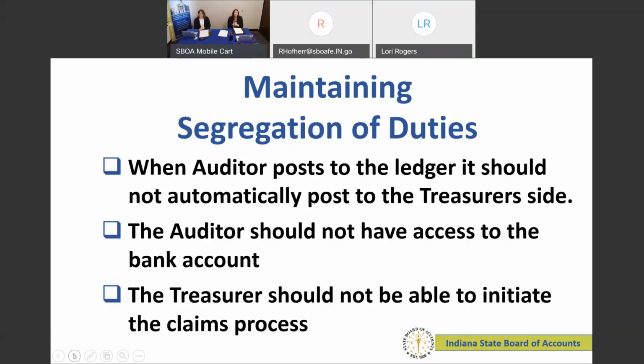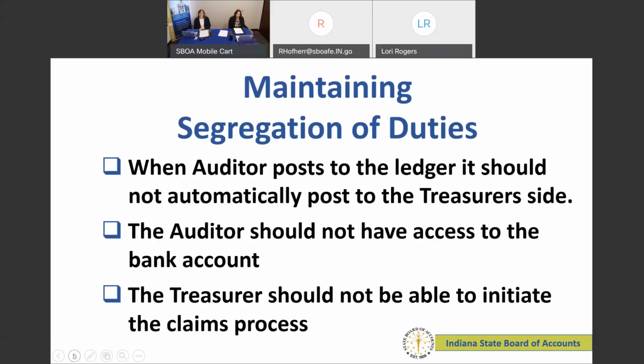Okay? And other things that are here is, the auditor should not have access to the bank account. The treasurer is the investing officer, the custodian of the cash. That is their role. The auditor is the official fiscal officer, keeps the official record of the county. All right. So, as the auditor shouldn't have access to the bank, the treasurer should not be able to initiate the claims process. Okay. So there shouldn't be payments that the treasurer is able to make without the auditor.